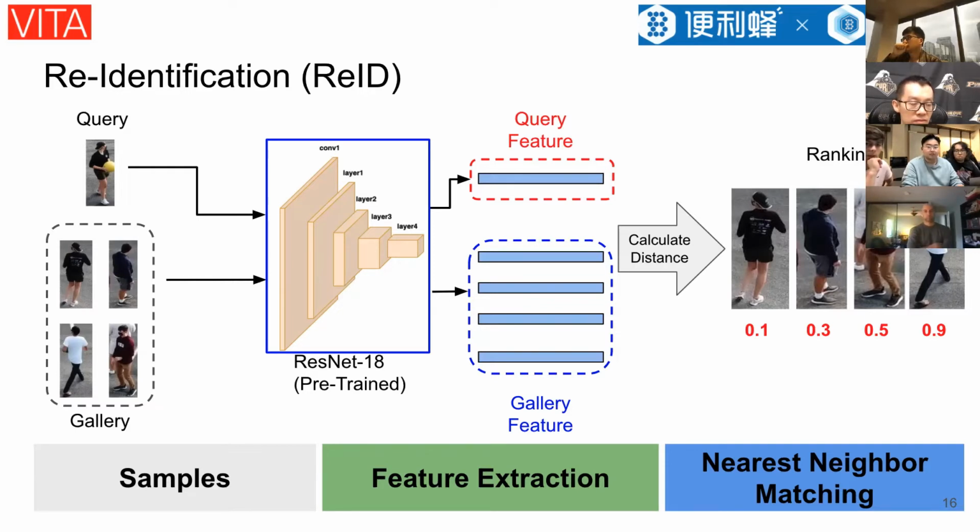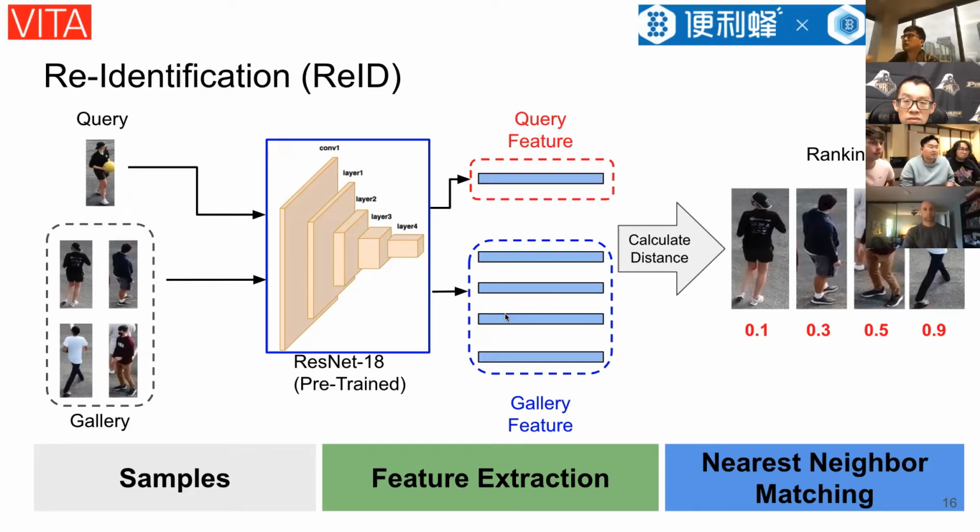After the sampling stage, the second stage is the feature extraction stage. In this stage, we have a pre-trained ResNet 18 model that we trained for identifying persons. This ResNet 18 is like a feature extractor in which we input the image of a person, and the model will output the feature of the query image and the gallery image. So here, as you can see, we will have 1 feature vector for the query image and 4 other feature vectors for the gallery images.